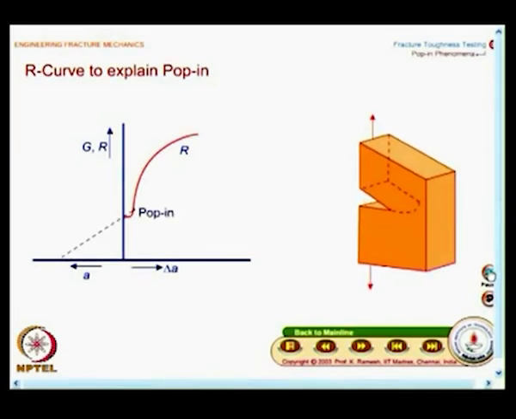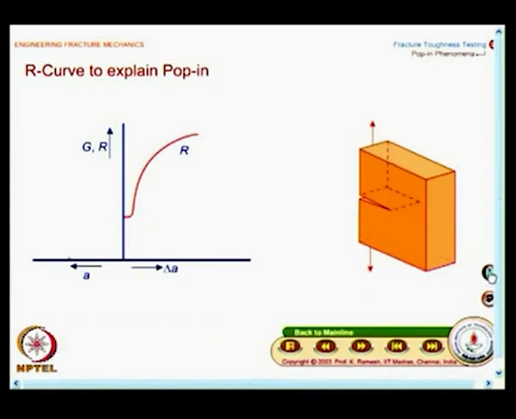So, this is what happens, and this could be easily explained. What you find here is, look at the shape of the R curve. See, in the case of brittle materials, we had R as constant, because it is only the surface energy which is really causing the resistance. So, it remained constant, and you are able to explain that when G equals R, fracture not only initiates, but it is also an instability.